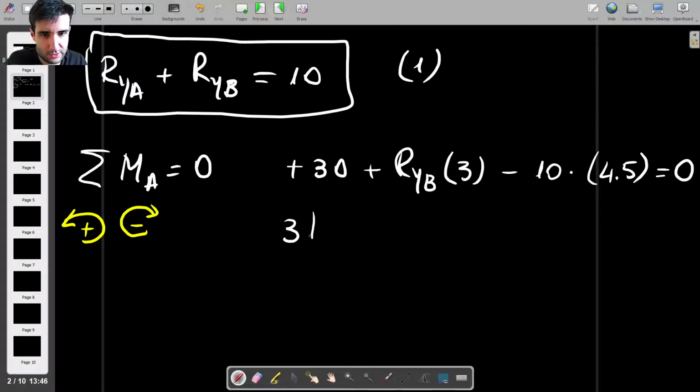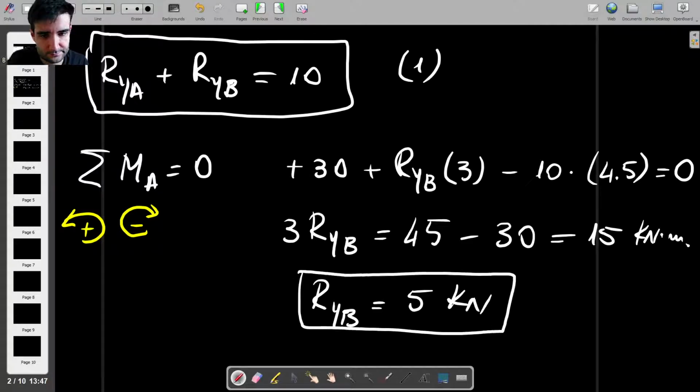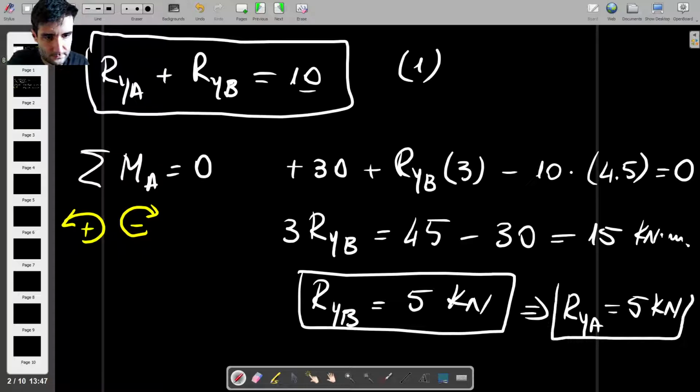Okay, so 3 times RYB is equal to 45 minus 30 if we rearrange this, which gives us 15. Now keep in mind this is kilonewton meters at this point if you want to add units. So RYB, if you divide by 3 meters, you should get 5 kilonewtons, which is a nice round number. Okay, which also tells us that the reaction at A is 10 minus 5, so that's 5 kilonewtons as well. Okay, so we found the reaction forces.